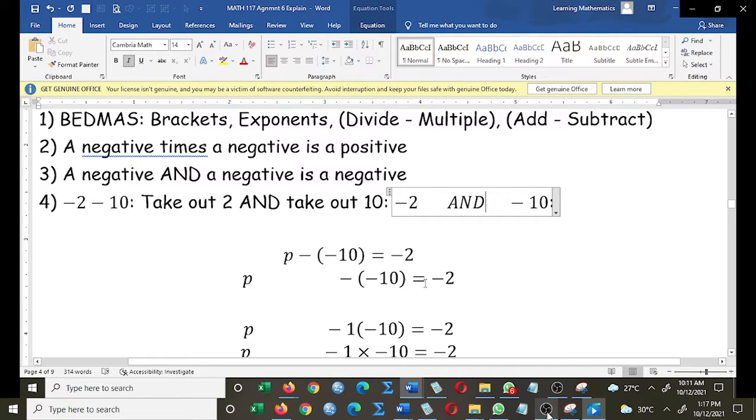But you said and represents plus. So what happened there? So you put in a plus there then? Well, yes, if you want, you can put a plus. But if you take out 2 and take out 10, obviously, what's the answer? You take out 12. So for that simple calculation, you don't really need to put a plus. I'm just showing you how you can analyze the whole expression. You understand?